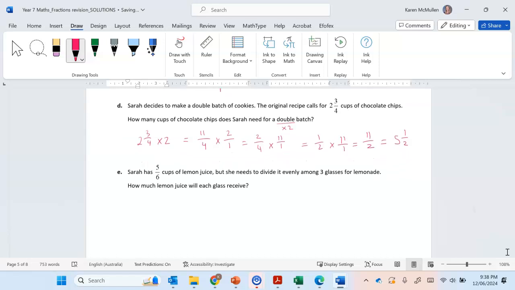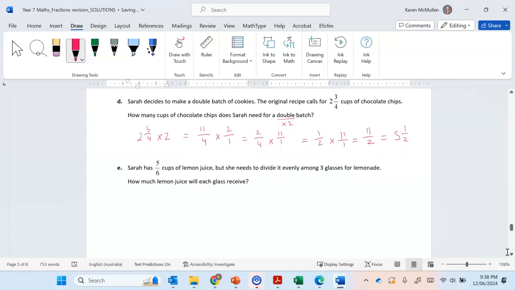All right. Sarah has 5/6 cups of lemon juice, but needs to divide evenly among 3 glasses for lemonade. So she's got 5/6. We need to divide it amongst 3. All right, so remember we do keep, change, flip. So we're going to keep, change, and then flip that 3 to 1/3. So multiplying your numerators, so 5 times 1 is 5, and then multiplying your denominators. So 6 times 3 is 18. So each glass of lemonade receives 5/18 of lemon juice.